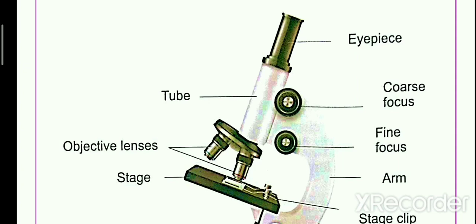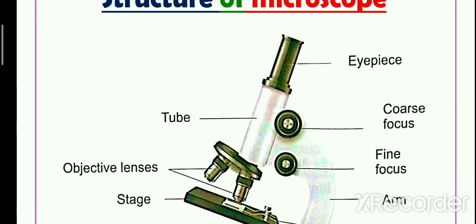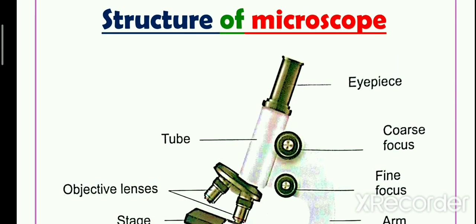Why? To get a magnified image and to get a clear image. So the coarse focus and fine focus help us, when we examine the slide under the microscope, to get a magnified and clear image. And we can carry the microscope from this part, which is called the arm.